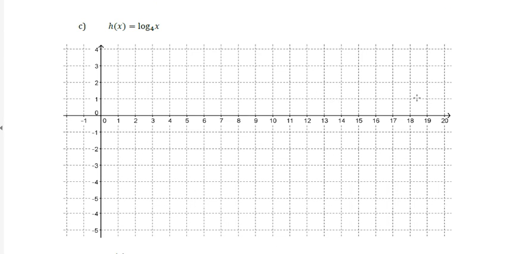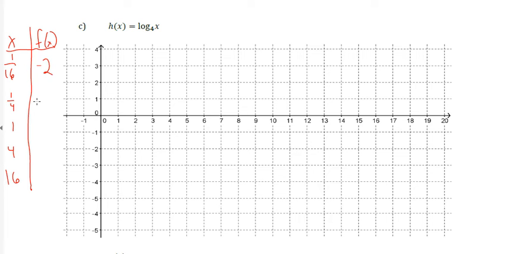Okay, next one. We're looking at powers of 4. So we've got 1/16, 1/4, 1, 4, 16, -2, -1, like that.